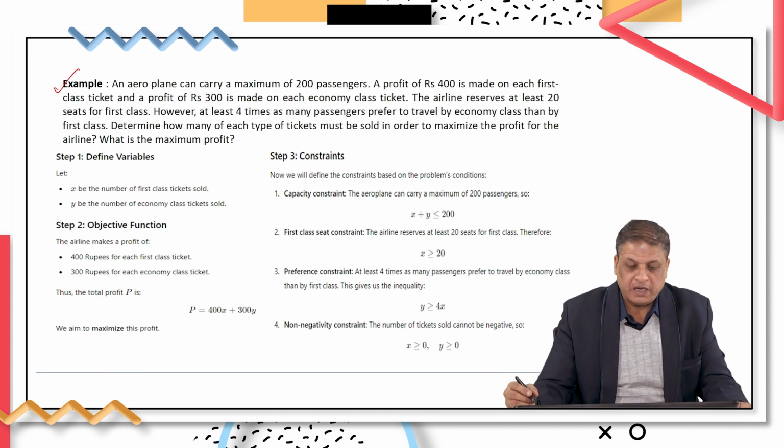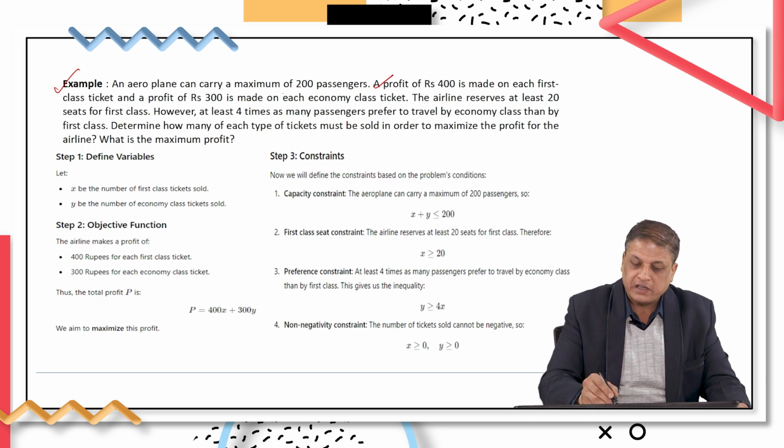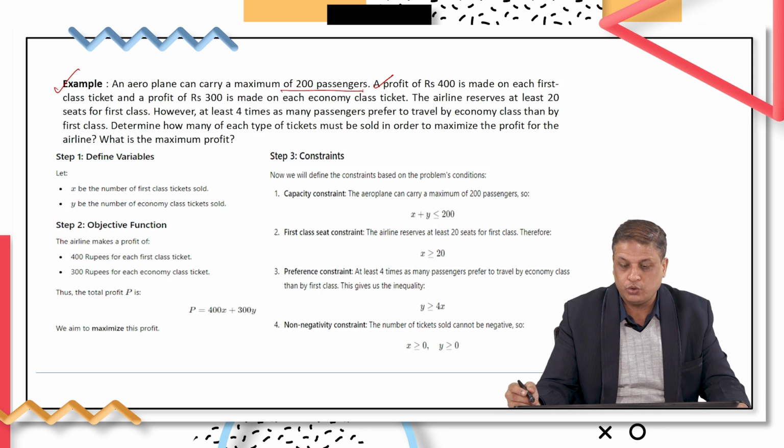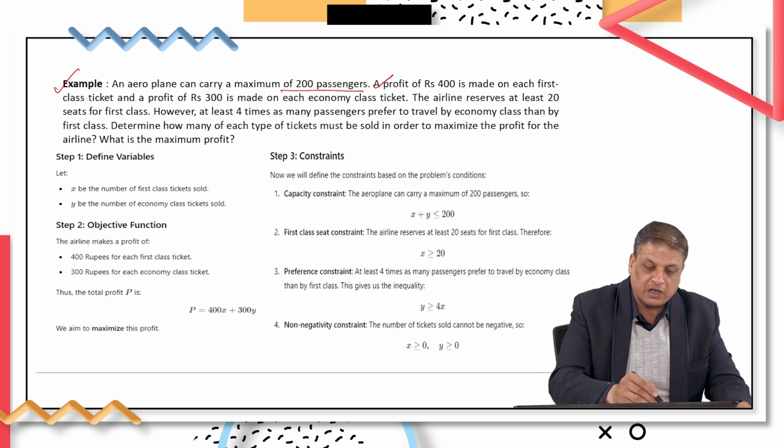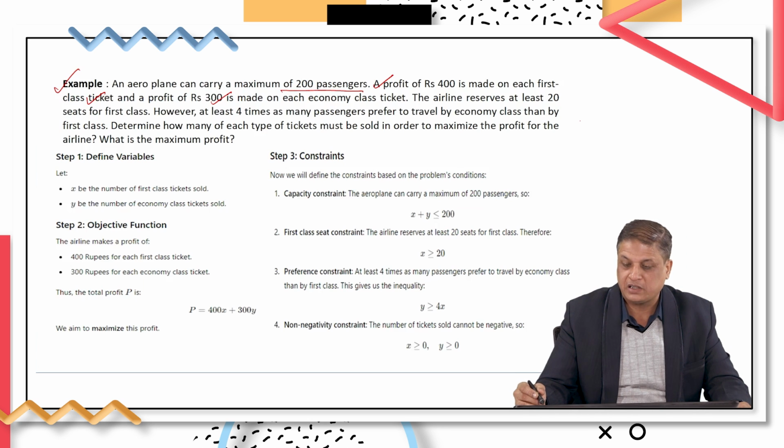The problem is: an aeroplane can carry a maximum of 200 passengers. A profit of rupees 400 is made on each first class ticket. So, maximum 200 passengers is the carrying capacity of the plane. Profit of 400 is made on each first class ticket, and profit of 300 is made on each economy class ticket. So, we are having two types of tickets, first class ticket and economy class ticket, as in that case we were having tables and chairs.